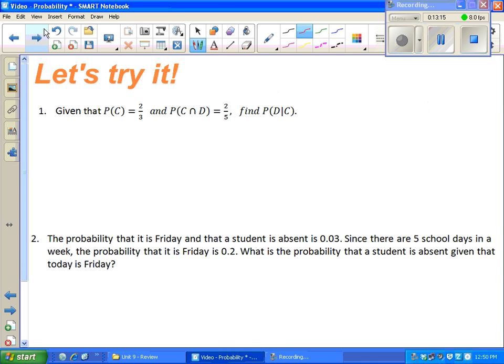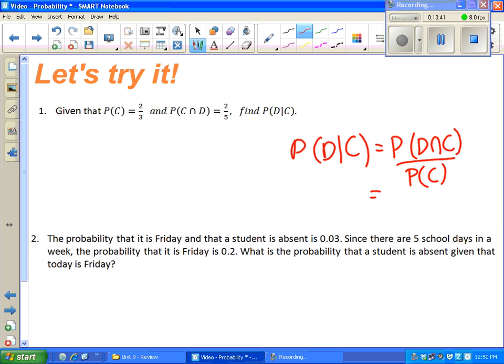Let's go ahead and just do the first one together. It says, given that the probability of C is 2/3 and the probability of C and D is 2/5, find the probability of D given C. So the probability of D given C is going to be the probability of D and C over the probability of just C happening. So what's the probability of C and D happening? Well, they tell us it's 2/5. Over the probability of just C happening, they tell us it's 2/3. So it's as simple as that. You can go ahead and simplify.